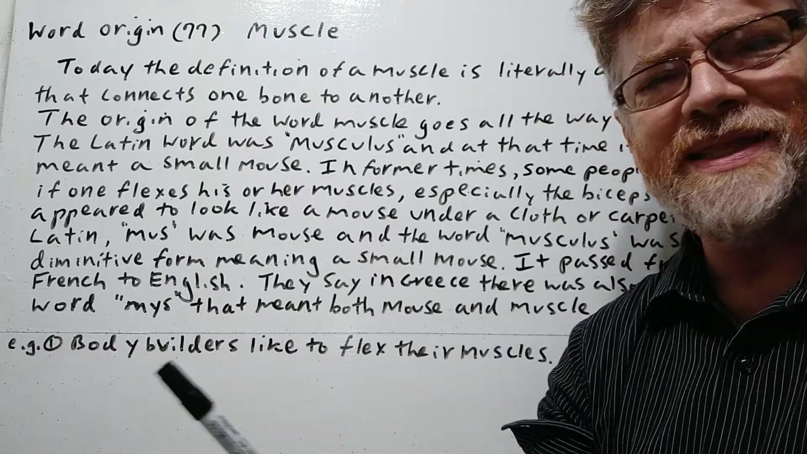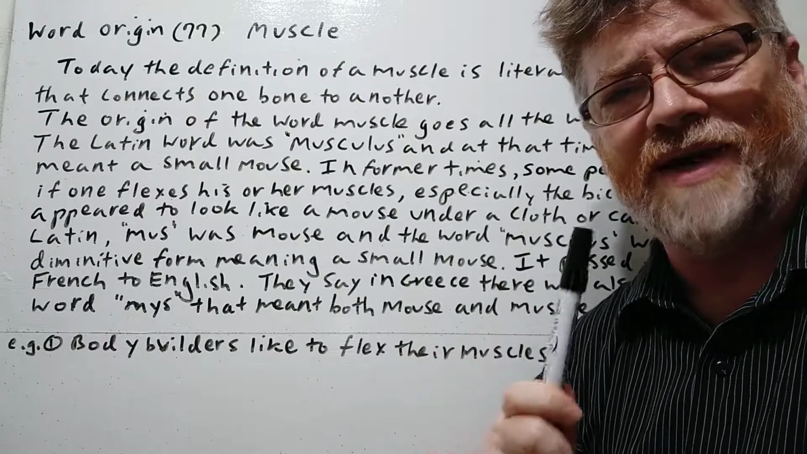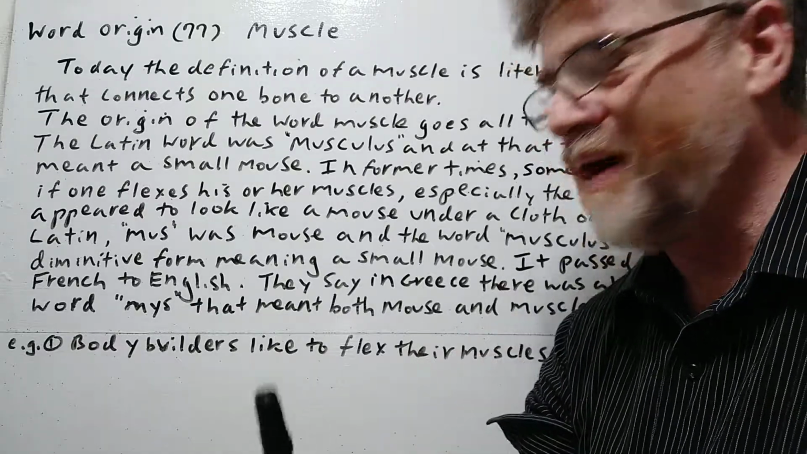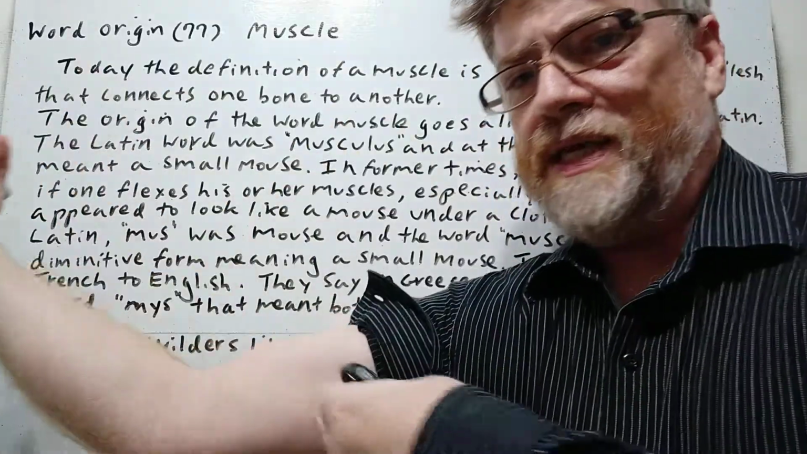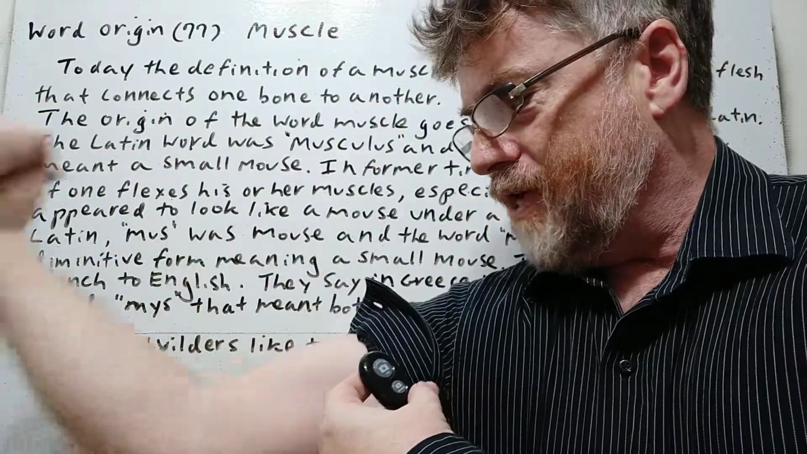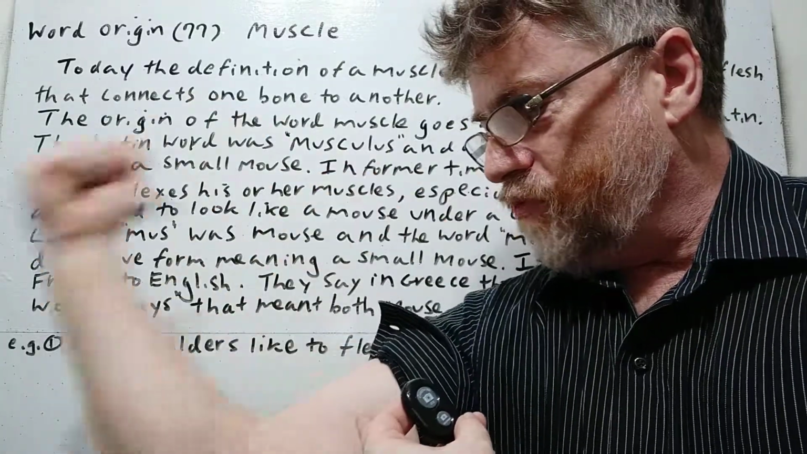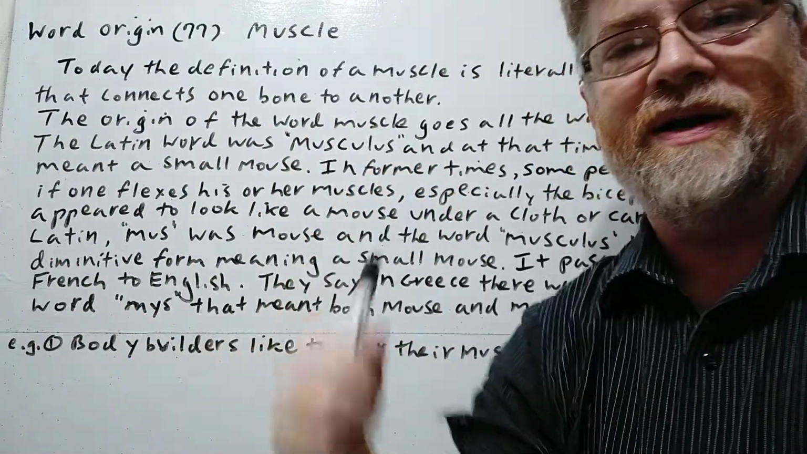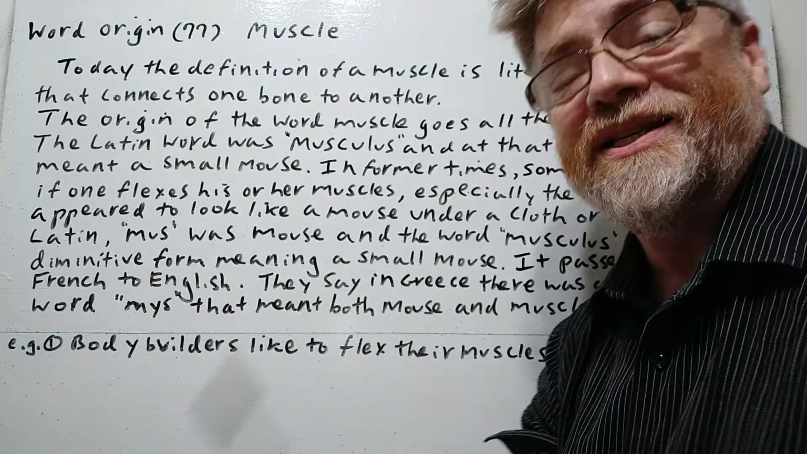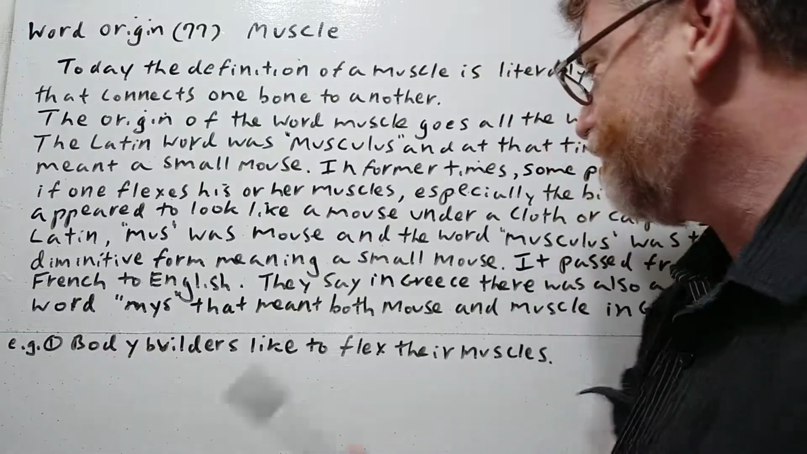So why did they think that? It's kind of weird. I don't know if I can show you very well because I don't actually have the best muscles. But what they meant by that is if you do it slowly with your bicep, you can see the muscle moving here. And they thought that actually looked like a mouse, the movement of a mouse under like a cloth or under something. So this is where the word muscle actually comes from.